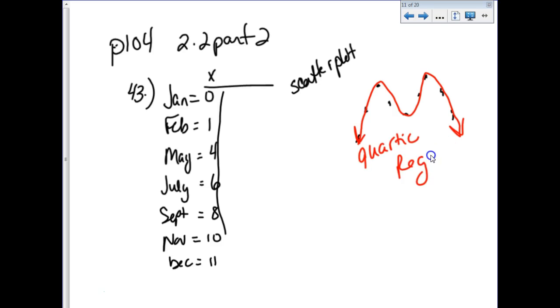Y'all were freaking out at first. You're like, wait, I'm supposed to know which one to use. In theory, yes, because you can look at the scatter plot, but on the test, I will tell you which regression to use. So don't panic about that. All right, that's about all I'm going to do on 43. I'll let you guys finish that one up.